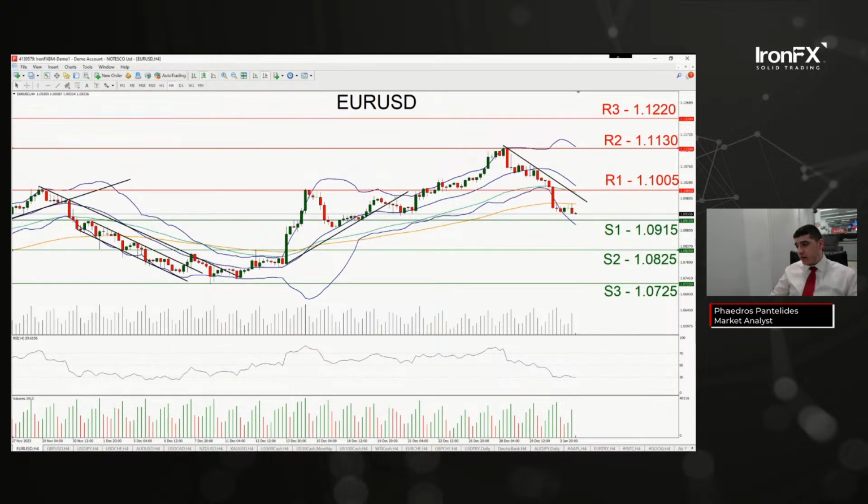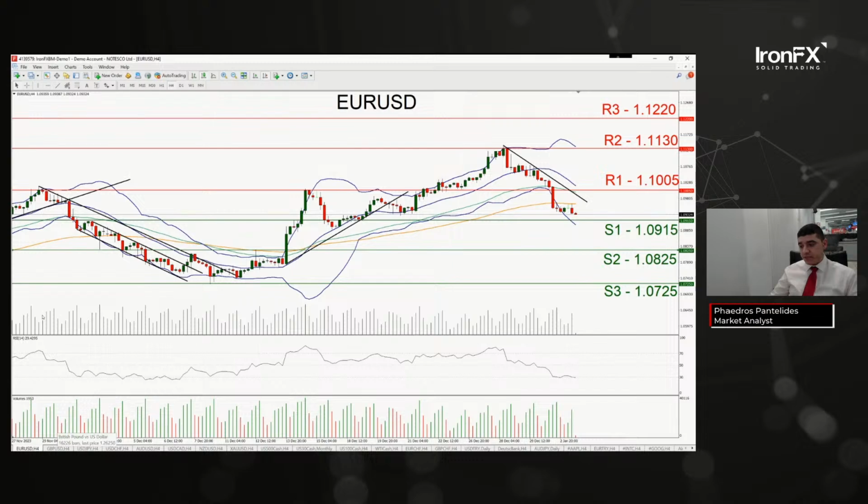But the RSI appears to be validating our bearish outlook as well for the particular pair. So for now, I would maintain a bearish outlook. For a bullish outlook, it would have to break simply above R1 and then move towards R2. Whereas for a sideways bias, failing to break below S1 and then failing to break above R1 could constitute a valid sideways bias.